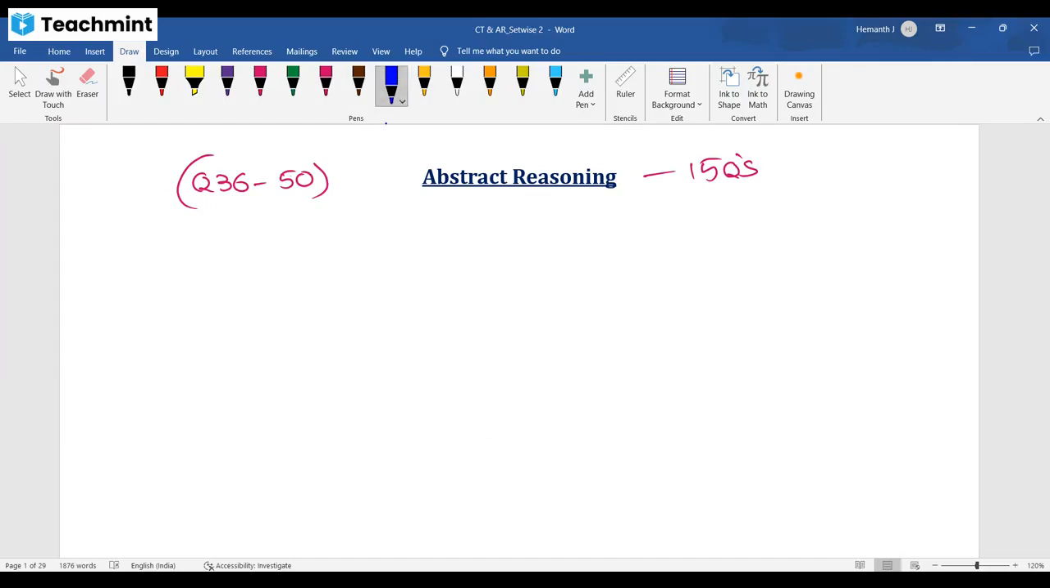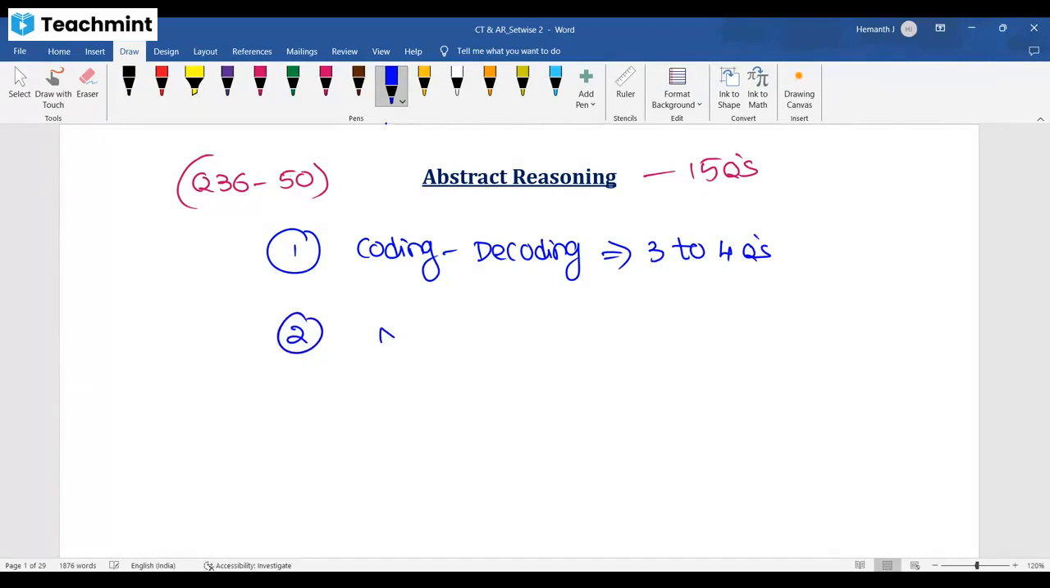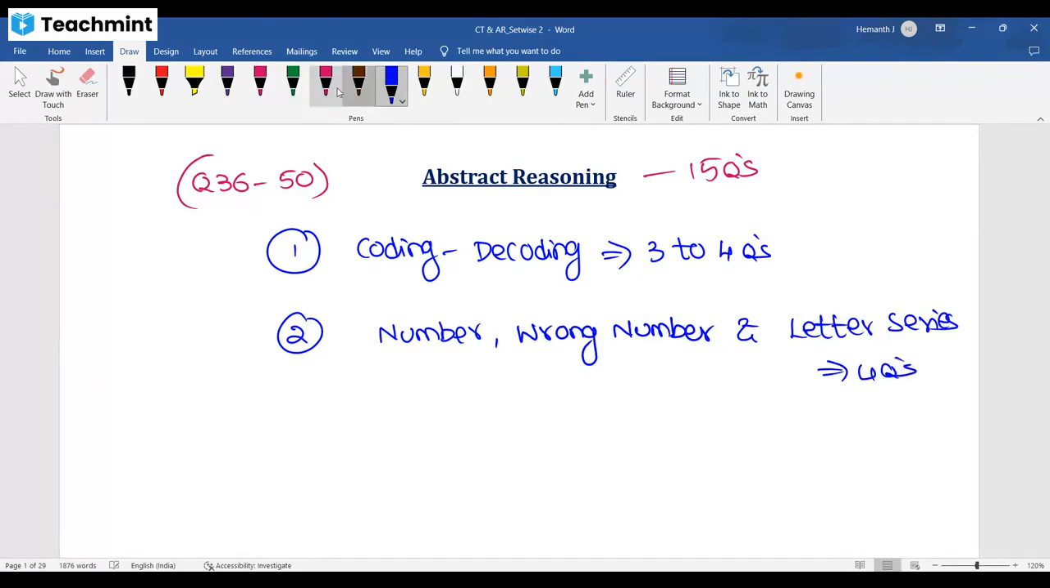One important update you need to understand here is coding and decoding, around 4 questions. It may not be exactly 4, sometimes 3 to 4; you may get more than 4 also. Next is number series and letter series, number wrong-number and letter series. You will get around 4 questions. We already shared a video related to this in the group, in depth on how to learn.